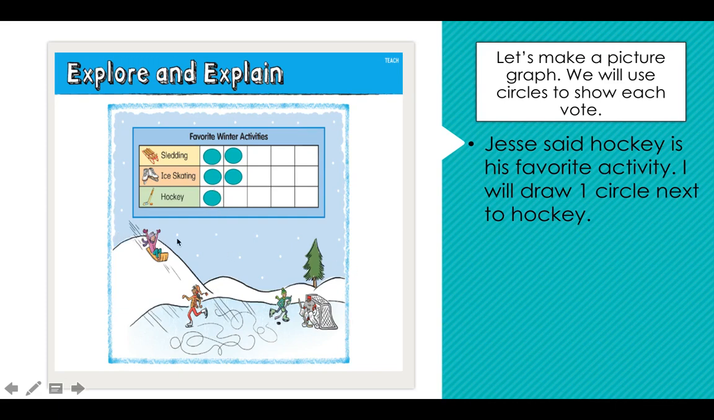Great job! We made a picture graph using the data we collected from a survey. This picture graph tells me that 2 students said sledding is their favorite activity, 2 students said ice skating is their favorite activity, and 1 student said hockey was his favorite activity.